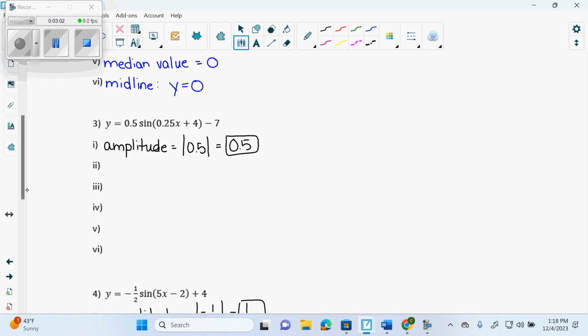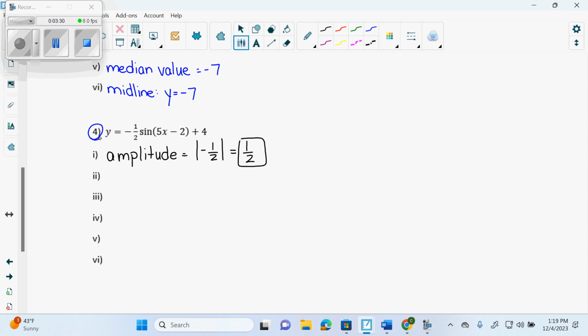What's your D for this one? Your D on this one is -7. So my median value is equal to -7. My midline is what? Y equals -7. I want you to do this one. Go. So what's the median value for this one? It equals 4. And the midline, y equals 4.